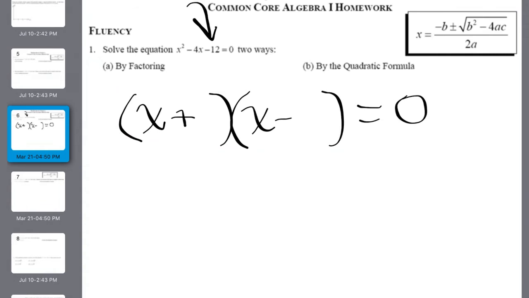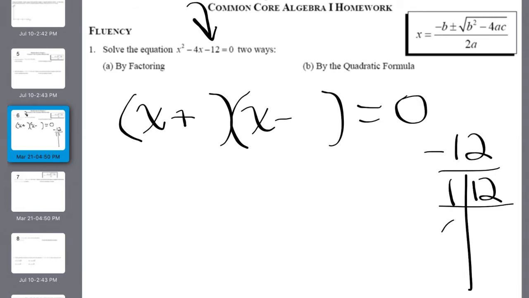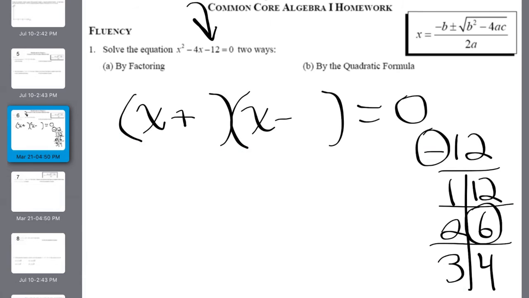And then on my scrap paper, I'm going to take my negative 12 and list 1 times 12, 2 times 6, and 3 times 4. I'm kind of looking for 6 minus 2 equals 4. 6 is larger, which means it's going to have the same sign as the middle. So it's going to be negative 6 and positive 2. I can always check that at this point: 2 plus negative 6 equals negative 4, and 2 times negative 6 equals negative 12. So I think I'm in good shape here.